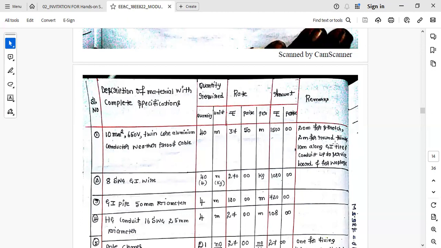2 meters for round timbers, for rounding, or for external connection. 10 meters along the GI pipe. Another 8 meters for wastage. Totally, they are going to consider 40 meters. Okay, total 40 meters. What we took in the previous problem, same thing, 40 meters.